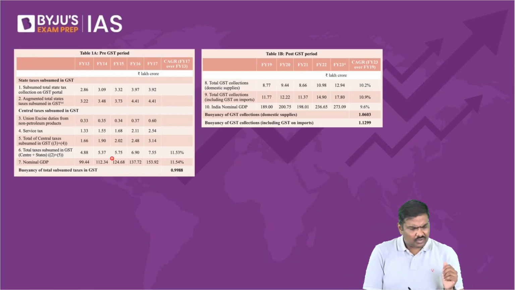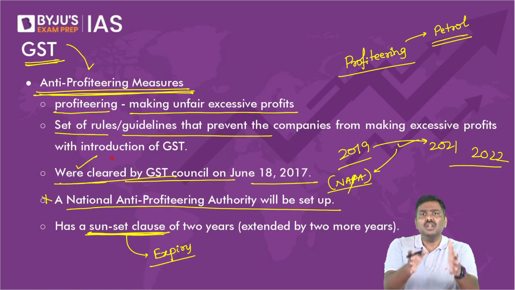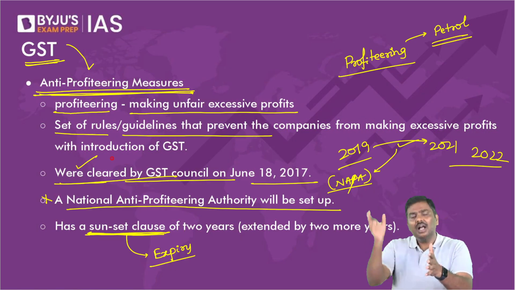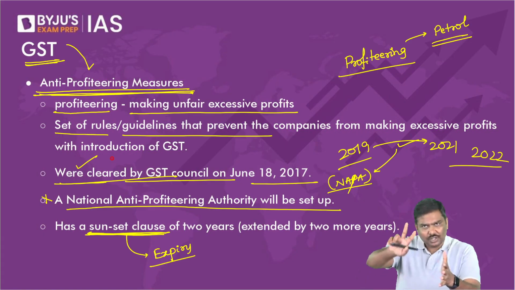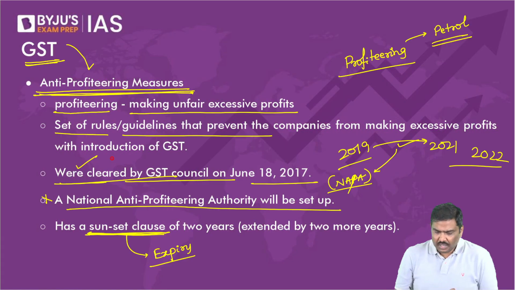Last point. What was the last point? Has a sunset clause, expiry date. Authority was set up in 2017. Authority will be closed after 2 years. Sunset clause. Okay. Now, right, please have a look at the data.